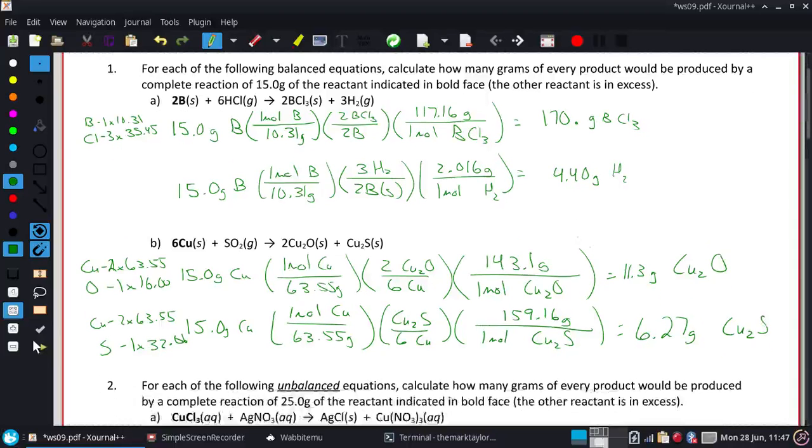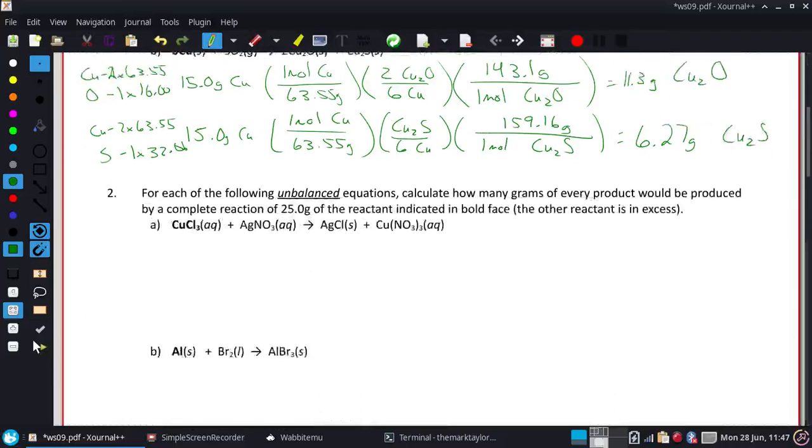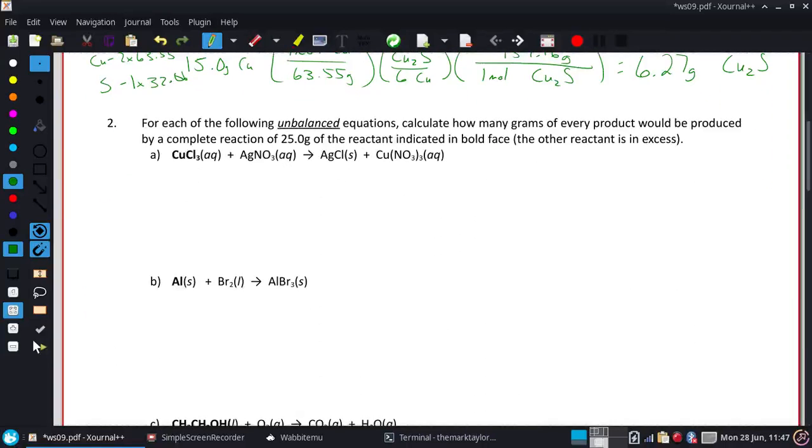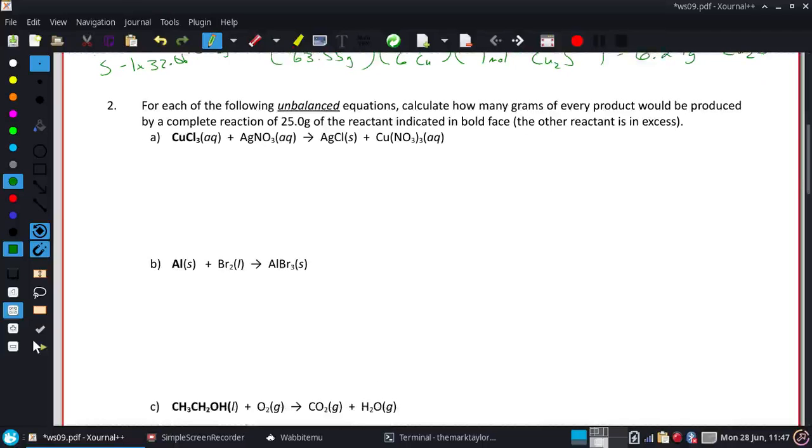All right, so what is next? All right, on 2, going to do something very similar, but I gave you an unbalanced equation. So the very first thing we're going to need to do is actually balance that equation. All right. And so coppers are fine, 3 chlorines, so 3 silver chlorides gives us 3 silvers, so 3 silver nitrates, and that fixes the nitrates. So we just need the 3s.